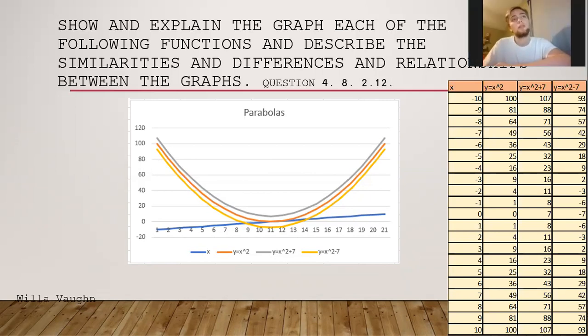Okay, that was a really well put together graph and explanation. Thank you very much once again, Willa. Yes, sir. Happy to help.